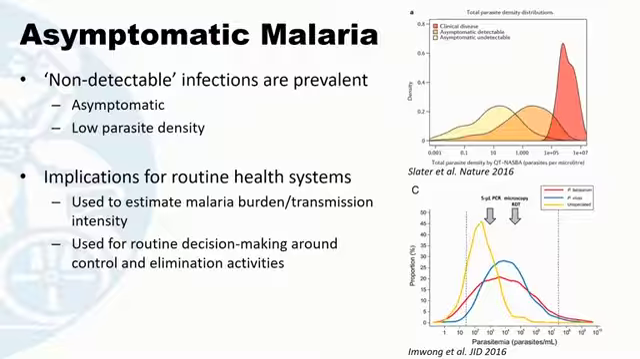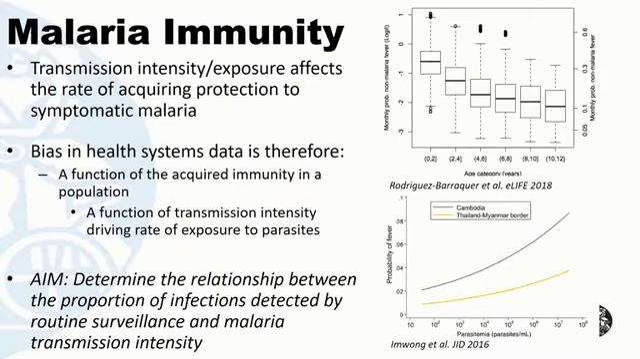And so I really started thinking about what implications this has in terms of how much malaria we think is around in a community. We know malaria immunity is going to really affect whether an infection is going to be detectable or not. With transmission intensity, you acquire immunity through repeated exposure, and therefore it's going to modify the effects of the potential bias that we have in the health system's data. So really the aim of this work was to determine if there is a relationship between transmission intensity, as a proxy for the amount of protective immunity likely in a population, and the proportion of infections that are actually detected within a health system.